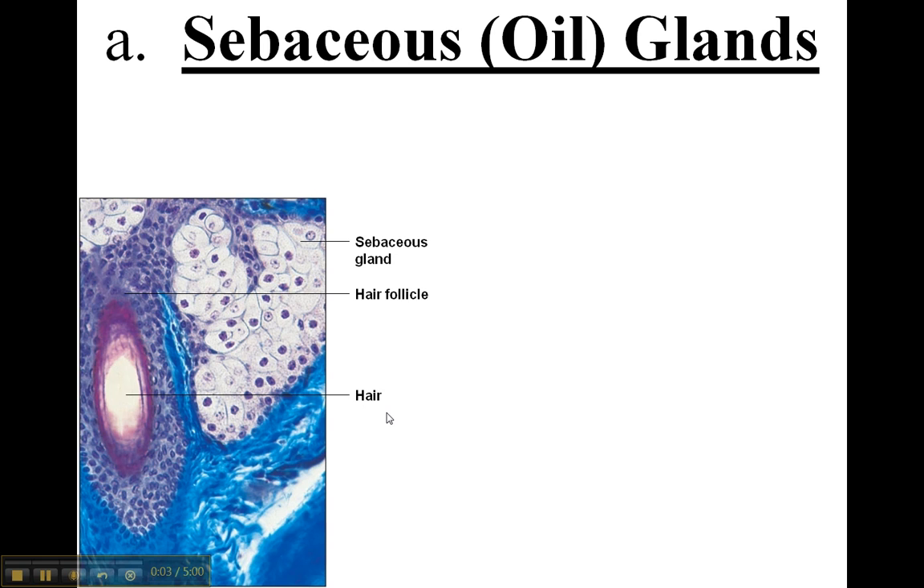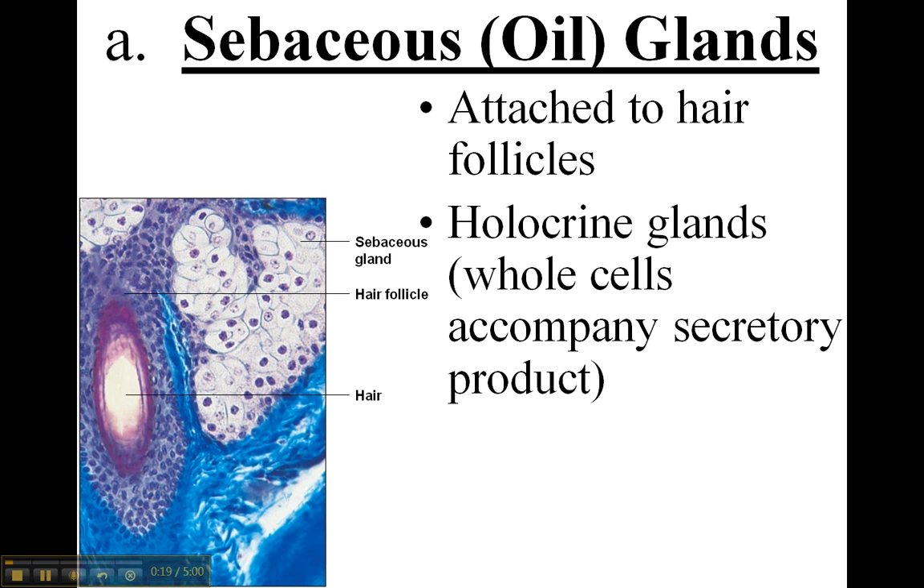All right, so we left off with glands of the skin, and the first gland that we will talk about are the oil glands. The term for the oil glands is sebaceous glands, and they are attached to hair follicles. They are what are called holocrine glands.